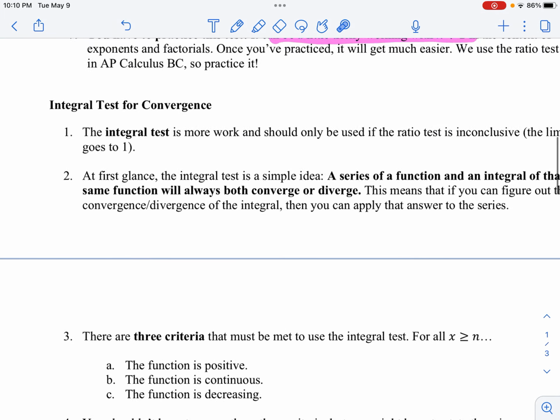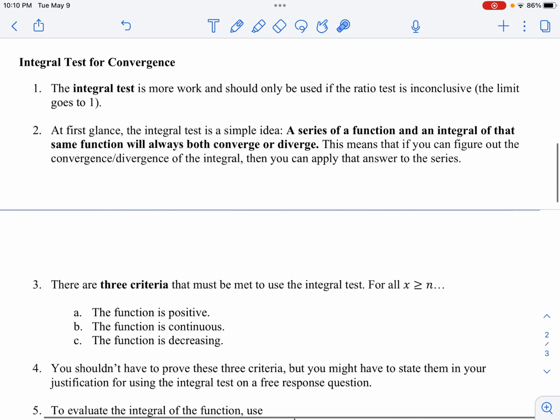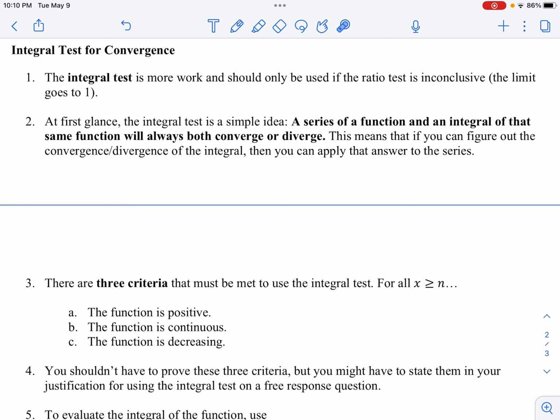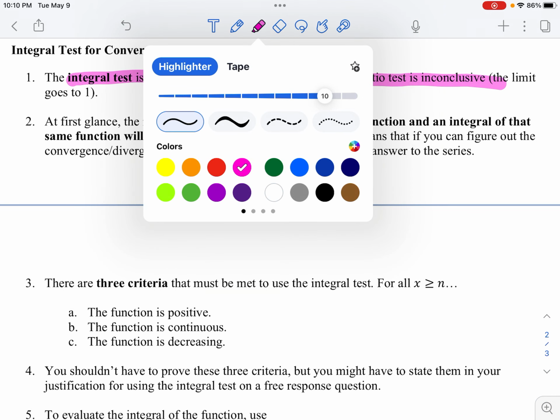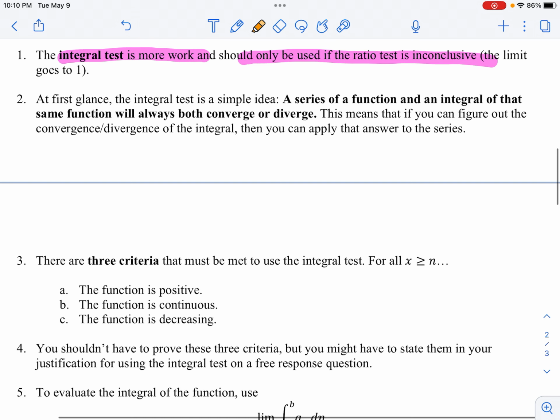Okay, so we've already ruled out geometric and p-series. We've ruled out alternating series, which we haven't learned yet. The nth term test maybe was inconclusive. The ratio test was inconclusive. So here we go. The integral test is more work, and should only be used if the ratio test is inconclusive, when the limit goes to 1. That's really when you want to do the integral test, or if the instructions tell you to.